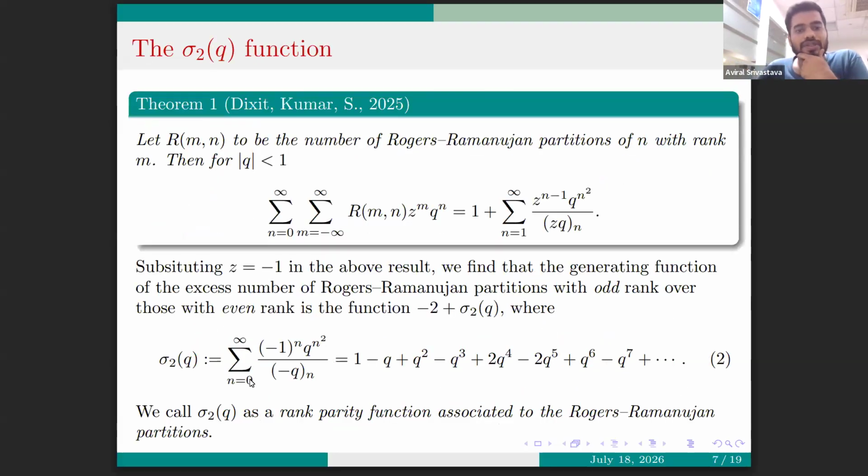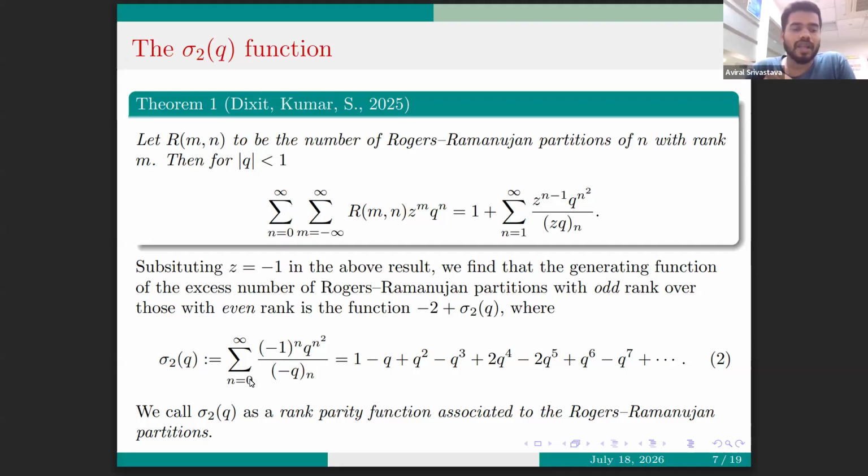And we did that. So here is our first theorem, which says: let R(m,n) be the number of Rogers Ramanujan partitions of n with rank m. Then for |q| < 1, we have the following generating function. This is the generating function for the number of Rogers Ramanujan partitions of n with rank m, where z takes care of the rank variable.